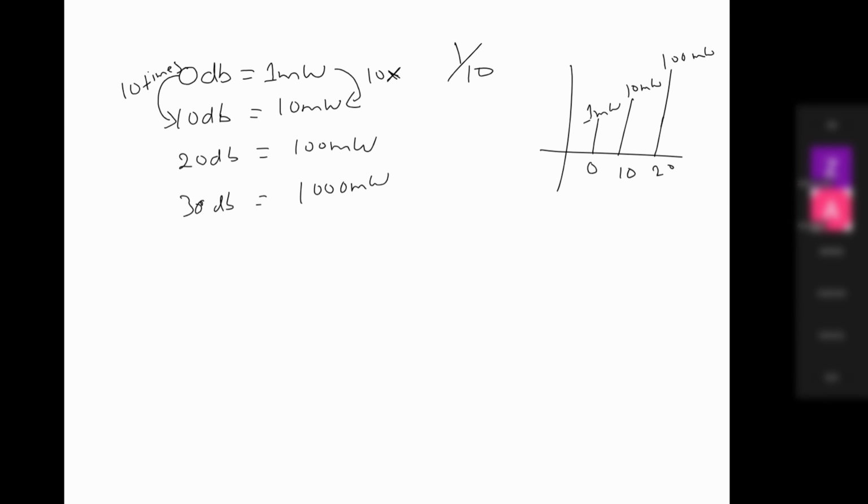If you take 10 to the power of 1, it is 10 milliwatts. 10 to the power of 2, that is 100 milliwatts. So now what happens is you need to multiply.